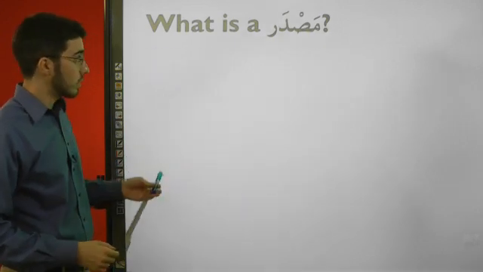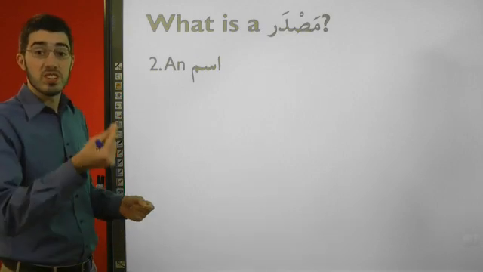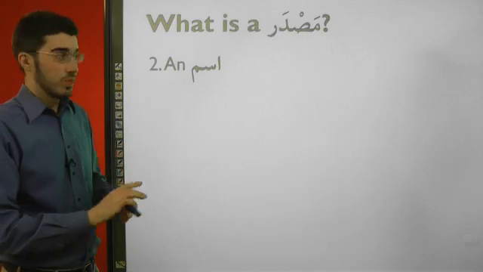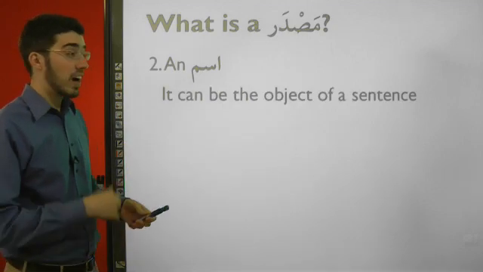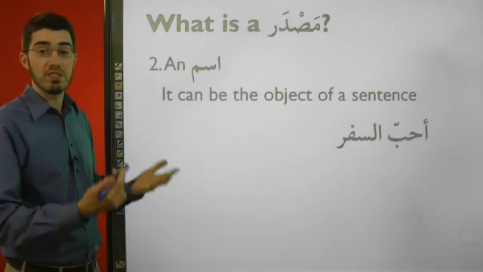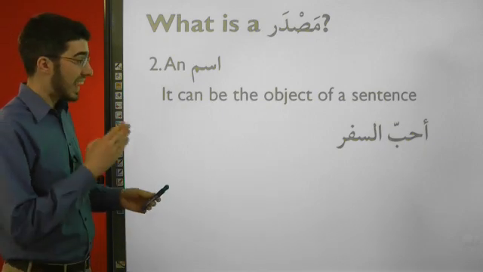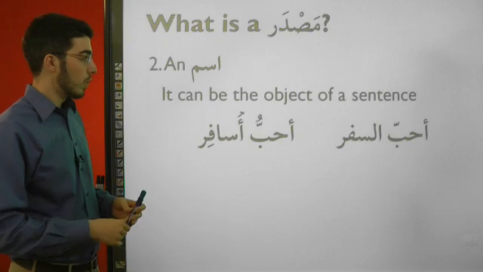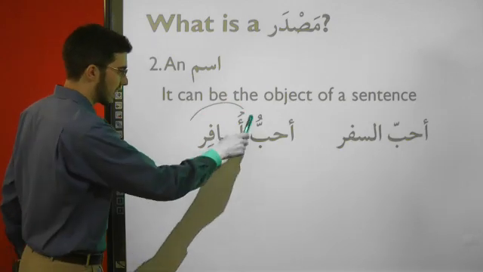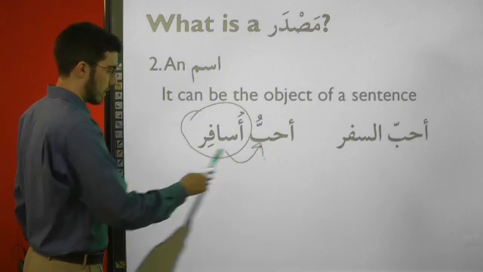But please note, however, there's a difference. The masdar is an ism, it's not a verb. And that means it can do things which verbs can't do. For example, a masdar can be the object of a sentence. I can say, for example, uhibbu as-safar, I love traveling, or I love to travel. I cannot make this sentence make sense saying, uhibbu usafiru. It doesn't make sense at all. This verb here, usafiru, cannot be the object of another verb. It doesn't make sense in Arabic.